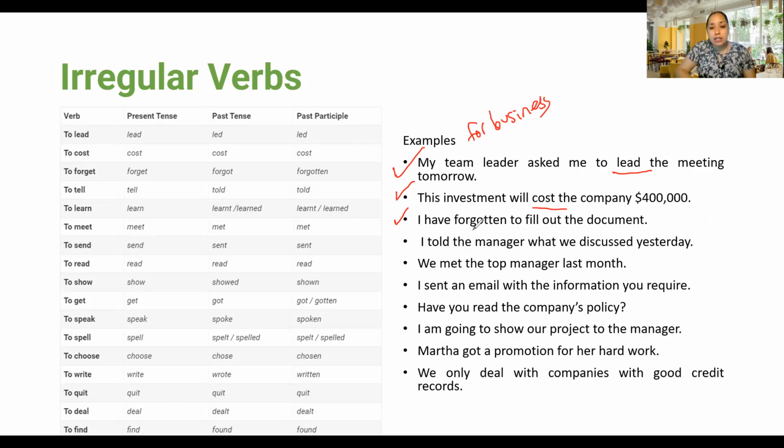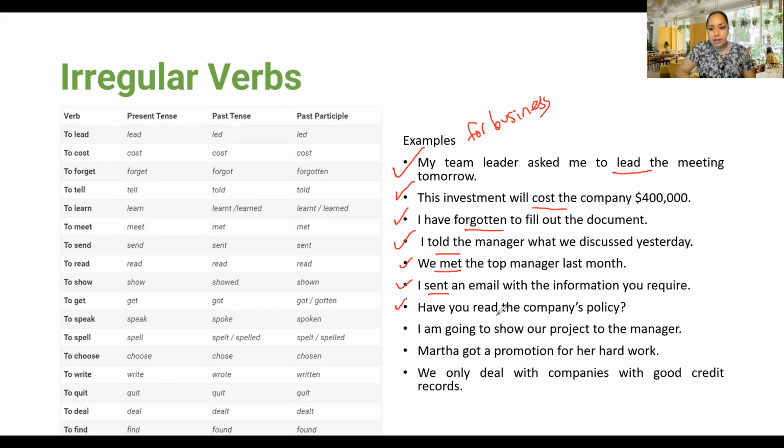I have forgotten to fill out the document. I told the manager what we discussed yesterday. We met the top manager last month. I sent an email with the information you require.